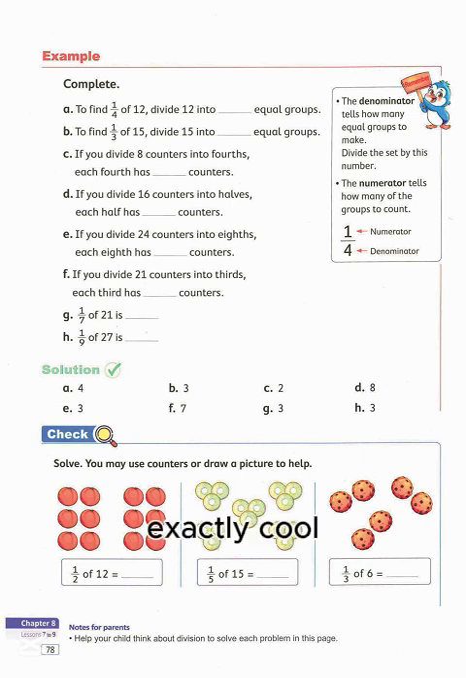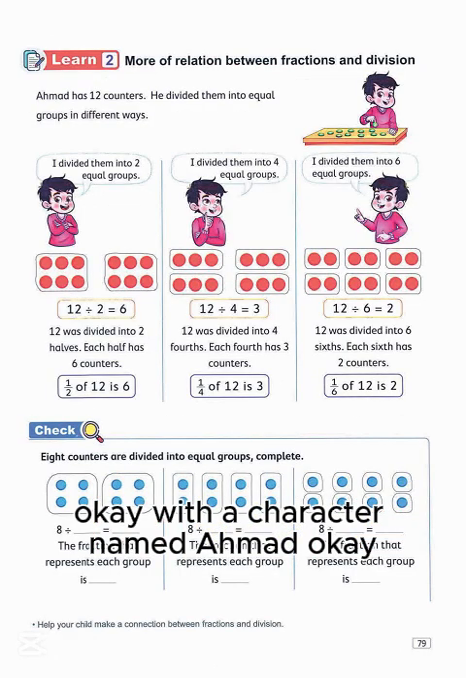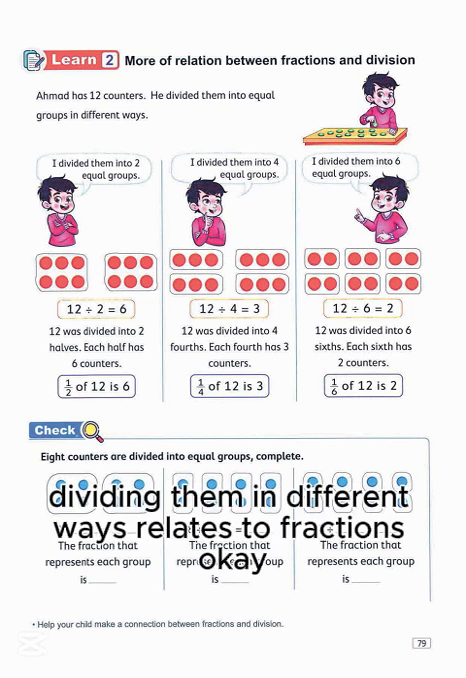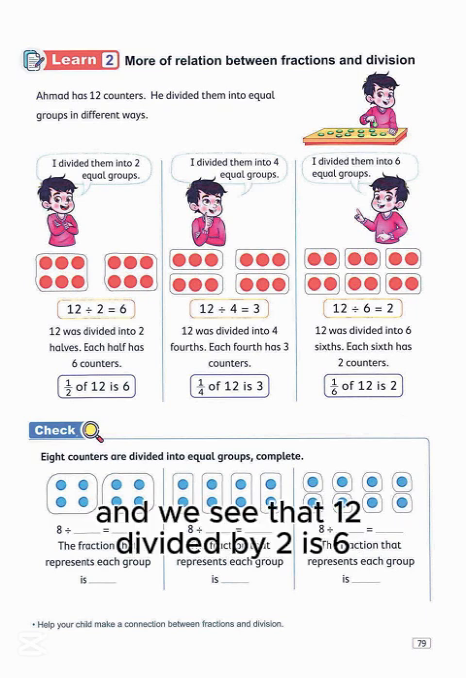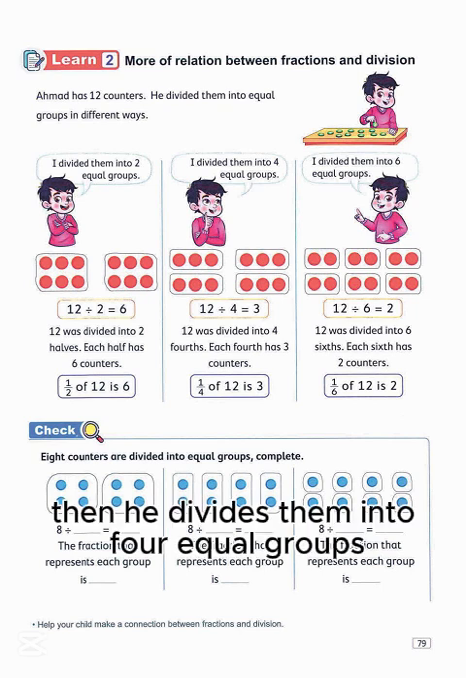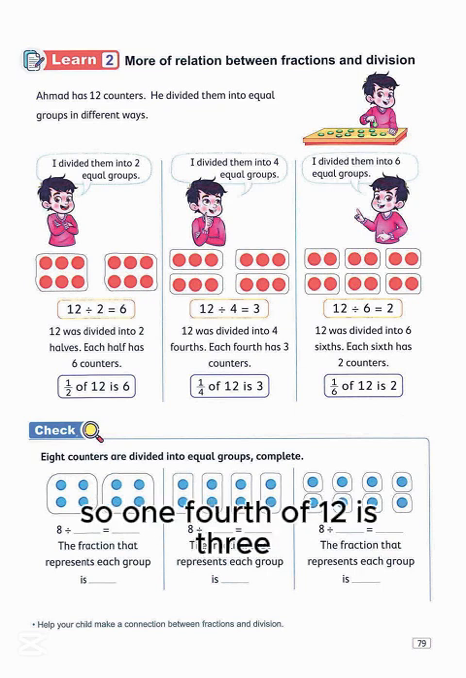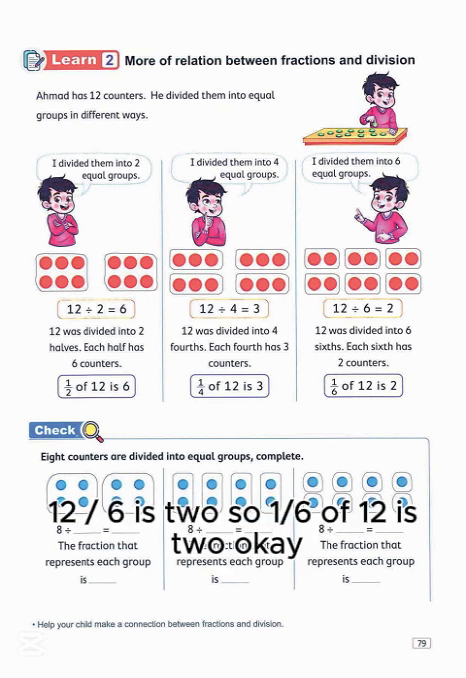Yeah, exactly. Okay, so then they have this really great illustration with a character named Ahmad, and he has 12 counters. He shows us how dividing them in different ways relates to fractions. First he splits them into 2 equal groups, and we see that 12 divided by 2 is 6, and that 1/2 of 12 is also 6. Then he divides them into 4 equal groups. So 12 divided by 4 is 3, so 1/4 of 12 is 3. And then finally into 6 equal groups. 12 divided by 6 is 2, so 1/6 of 12 is 2.